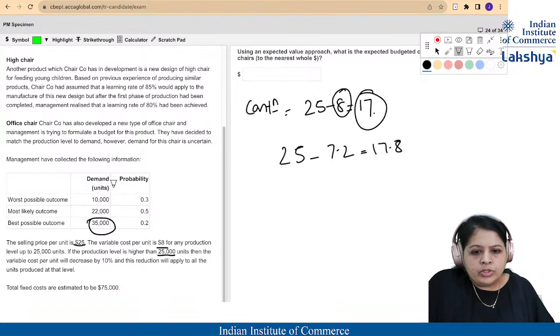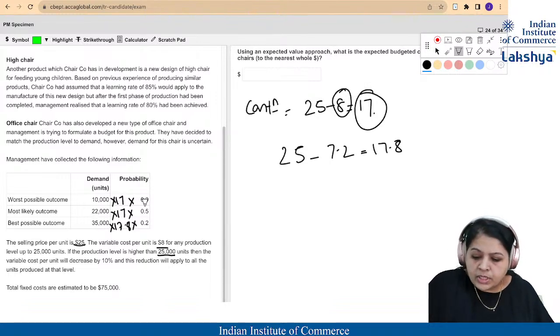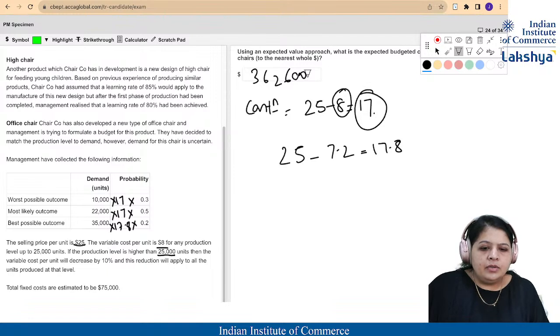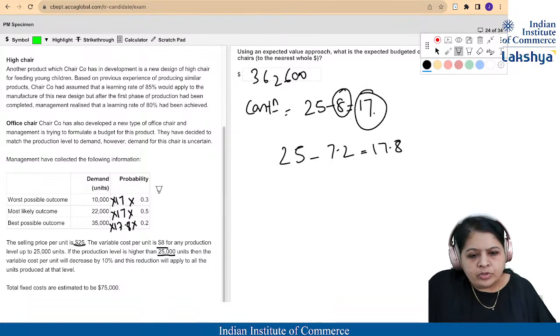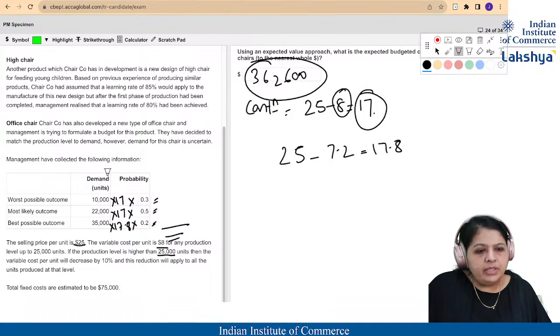Correct? All you got to do is multiply the demand with the contribution with the probability. Same goes for the second one. And for the third one, it's going to be 17.8 into 0.2. The answer comes to 362,600, right? Once you get all the values, all you need to do is add them up, whatever the value comes. The total of all the values is 362,600, right?